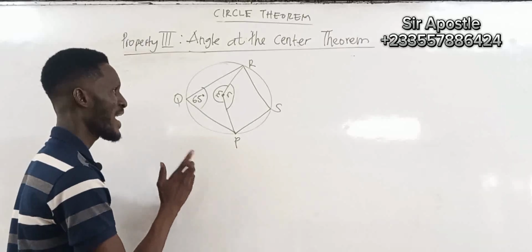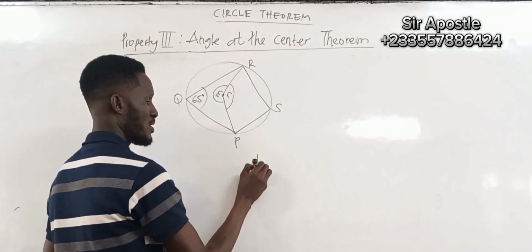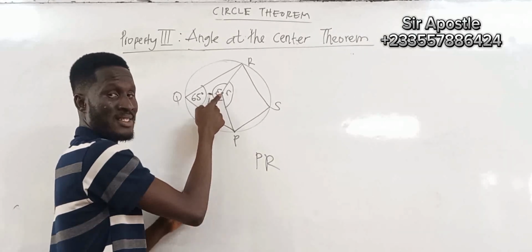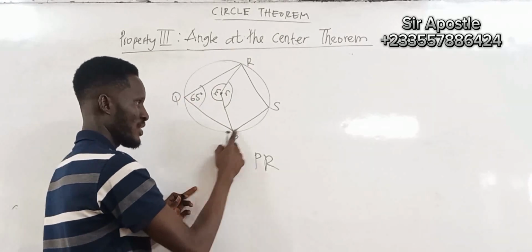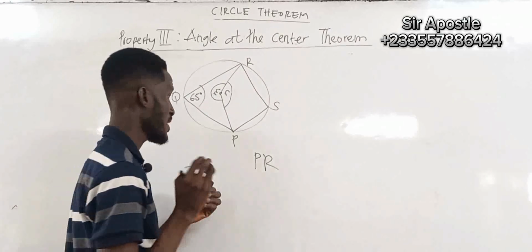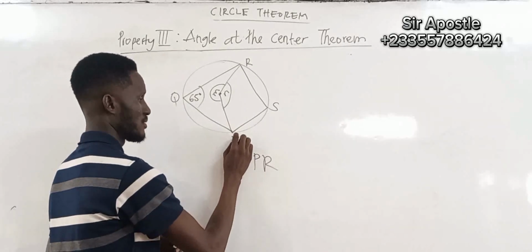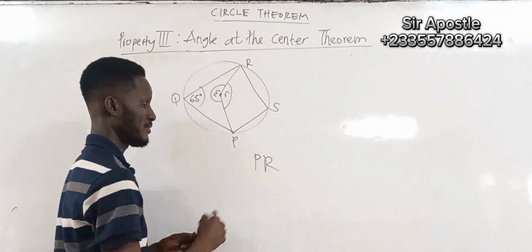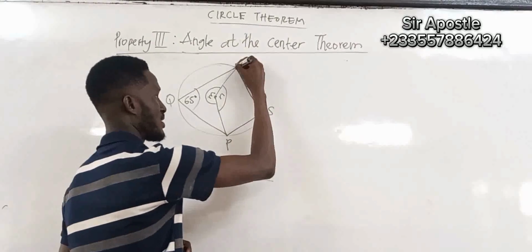Now, looking at this one, I can identify one chord here. The chord will be PR. Note that from the question, this one is the center of a circle, and this one is the circumference of a circle. But it is not all the circumference we are going to use. Now, look at something. This chord PR, this arc and this particular arc.